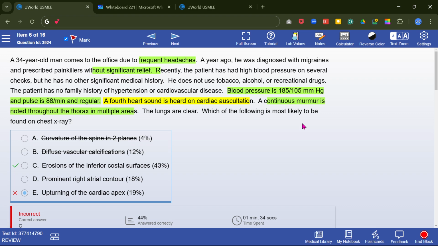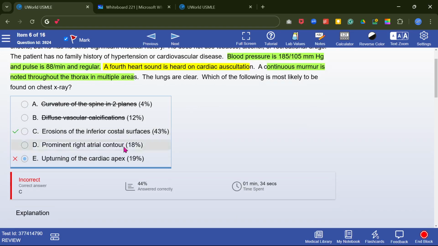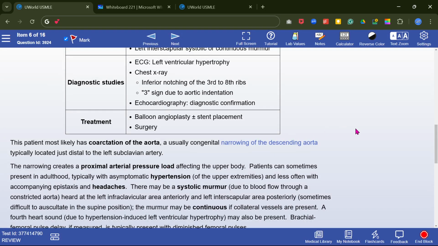So PDA can come alone. PDA can come with coarctation of the aorta. In coarctation of the aorta, the patient can have PDA. So these patients most likely have coarctation of the aorta, usually a congenital narrowing of the descending aorta, typically located just distal to the subclavian artery.